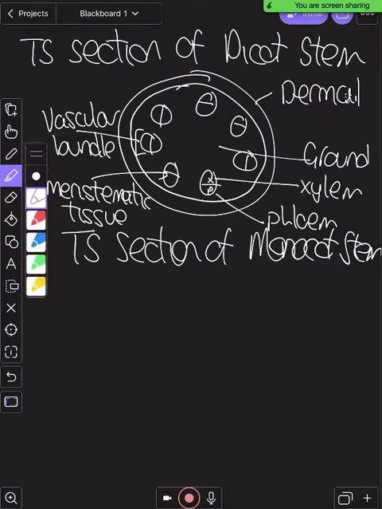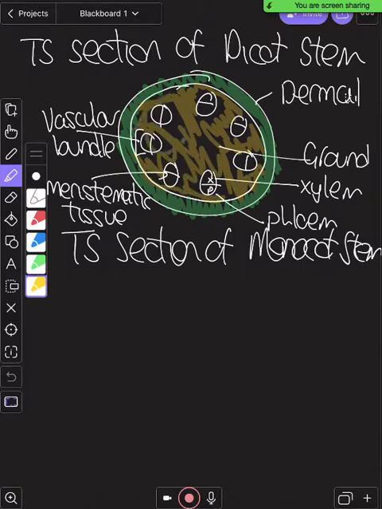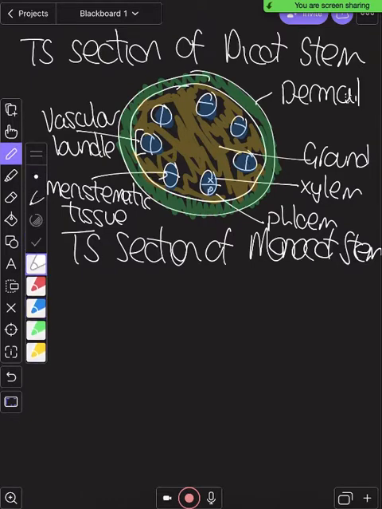So in terms of our highlighter, we are going green for our dermal around the outside. We are going yellow for our ground on the inside, so your colouring in may be better than mine. I'm just going to do it very roughly. And blue for our vascular tissue.